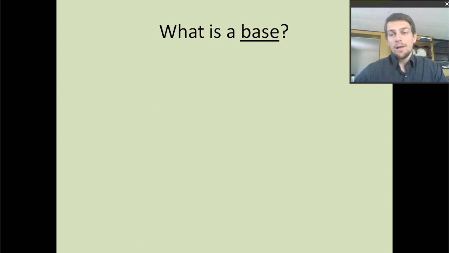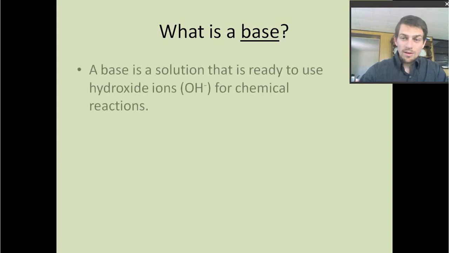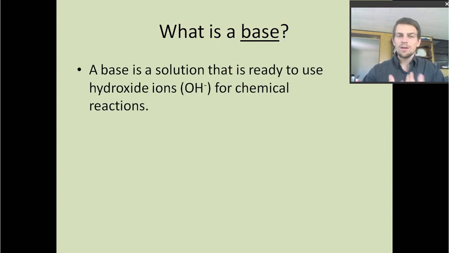Now, there's also the question of what is a base, because this lesson is about acids and bases. And a base is sort of like the opposite of an acid, but also just as dangerous, potentially. So a base is also a solution, and it's ready to use hydroxide ions, which are OH minuses. So it's an oxygen and a hydrogen with an extra electron. It's ready to use these hydroxide ions for chemical reactions. So both acids and bases are kind of ready to react with things if they can. They have, in the case of acids, hydrogen ions, or in the case of bases, hydroxide ions. That OH minus is called hydroxide. You don't need to know that, but if you want to know it, go for it.